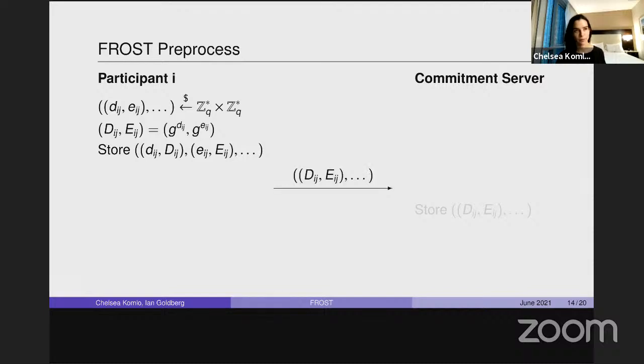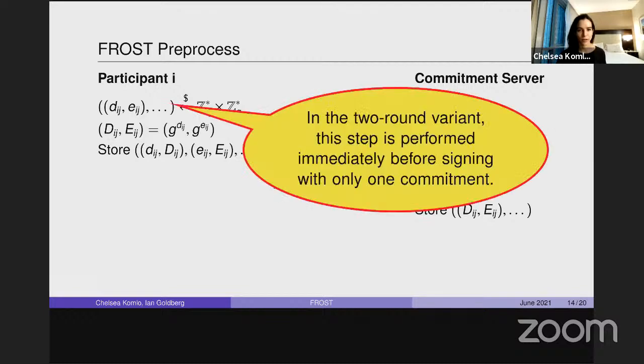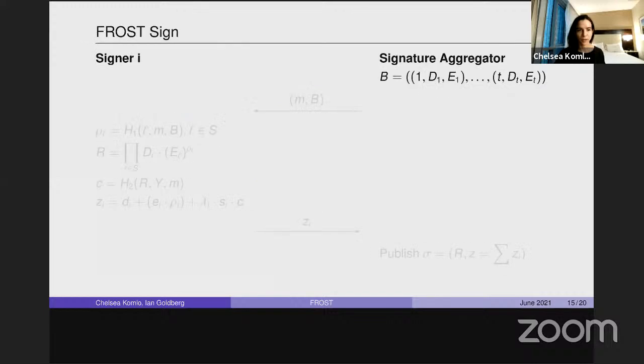What's different from the single party Schnorr setting is that here they're publishing two commitments as opposed to one commitment. And if you're working in the pre-processing model, these values can just be cached. However, if you're in the single round setting, these will be published to everyone else.